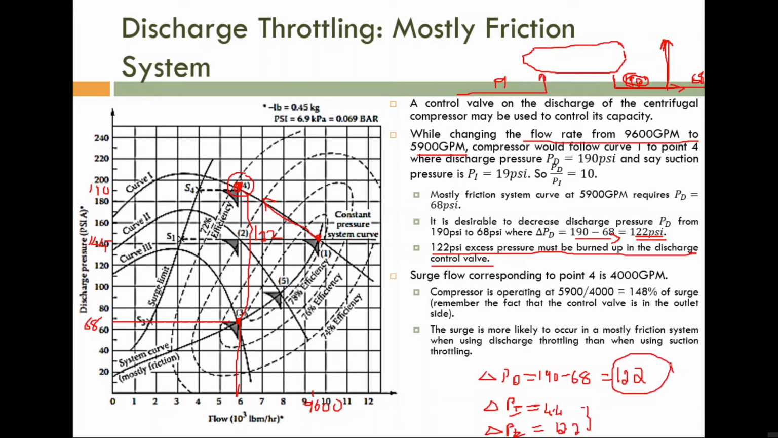So what about the size of control valve required? Very large compared to the suction throttling. So that is one disadvantage of discharge throttling. The size of control valve required is very, very large compared to the suction throttling. So please note down that difference.